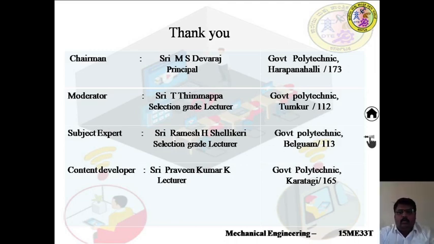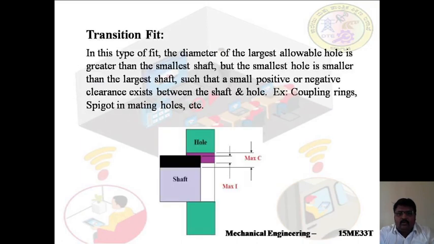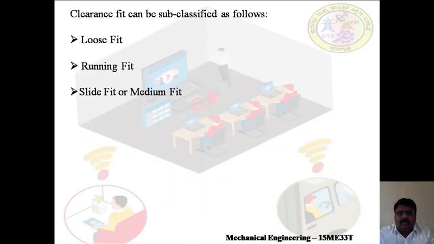Okay. Hope you all have understood what is clearance fit, what is transition fit, and what is interference fit. Now we will know the definition of the sub-classification of clearance fit. As we all know, clearance fit can be sub-classified as follows: loose fit, running fit, and slide fit or medium fit. Now we know what is a loose fit. So loose fit is used between those meeting parts when no precision is required. It provides minimum allowances and is used on loose pulleys and agriculture machineries, etc.